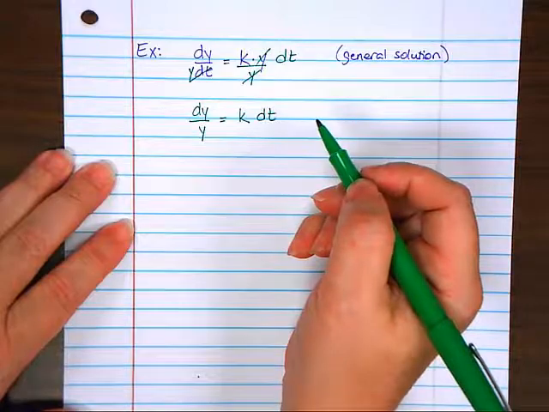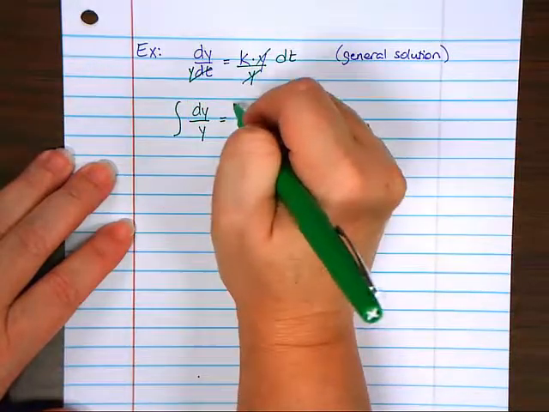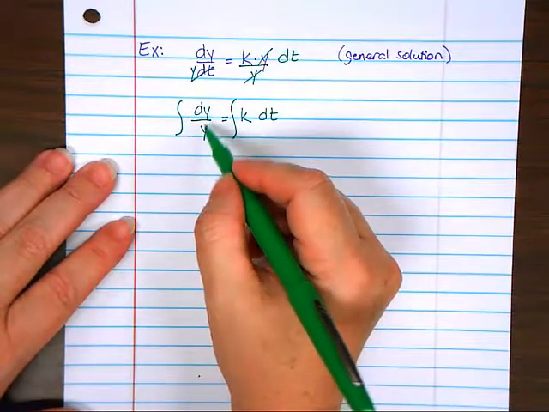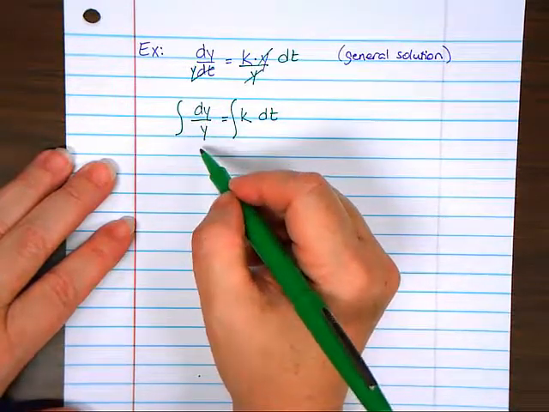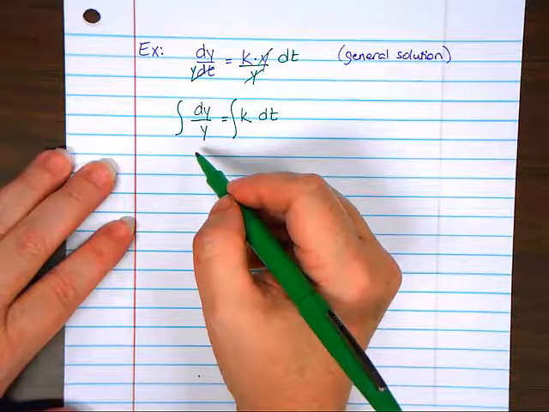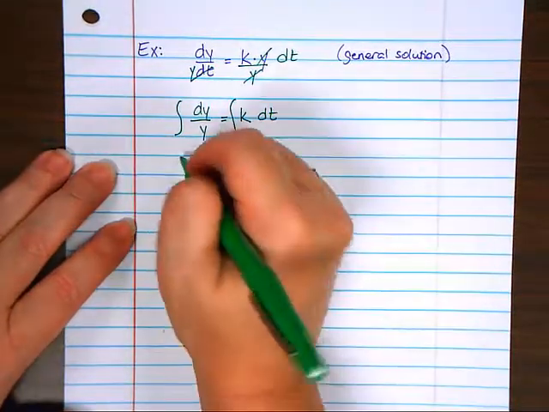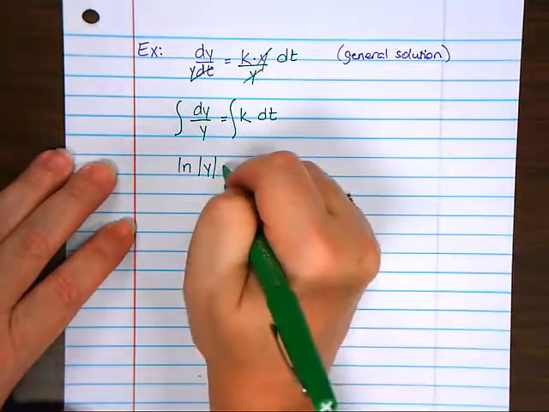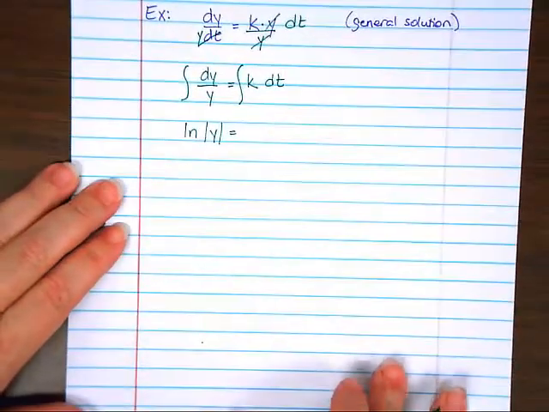What's the next step? Integrate both sides. Integrate, integrate. Okay. Haven't had one of these today. What does dy over y integrate to be? ln. That is an ln problem. So ln, absolute value of y, equals. Okay, now we get a little weird.